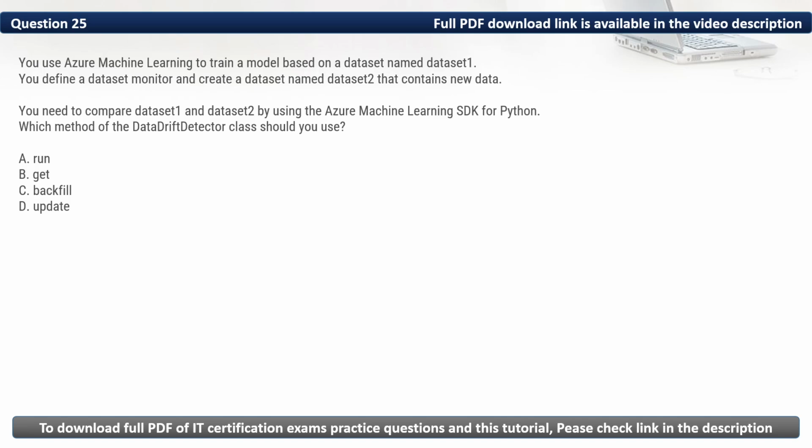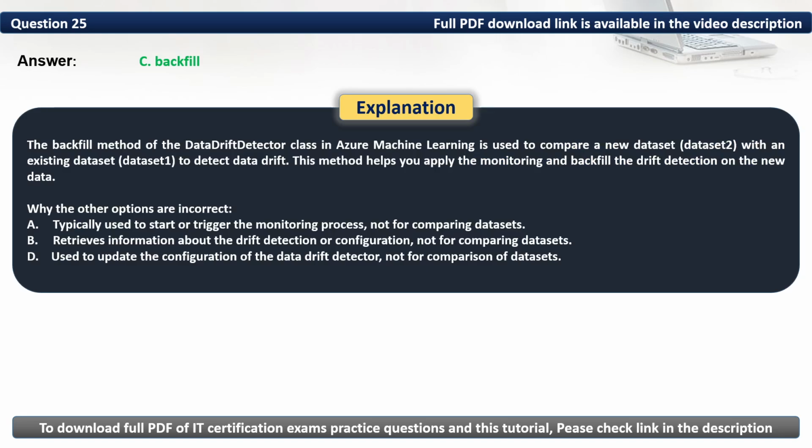Then we have D, update. It is used to update the configuration of the data drift detector, not for comparison of datasets. As such, the method that we should use is backfill. Thus, the correct option is C. The backfill method of the data drift detector class in Azure Machine Learning is used to compare a new dataset with an existing dataset to detect data drift. This method helps you apply the monitoring and backfill that drift detection on the new data.